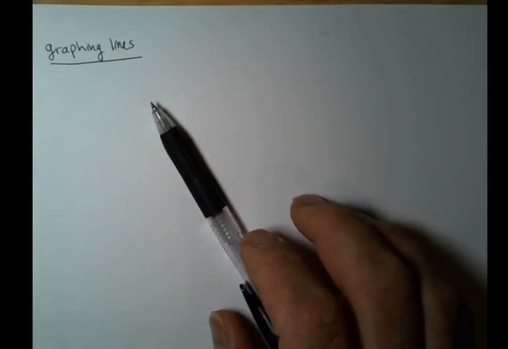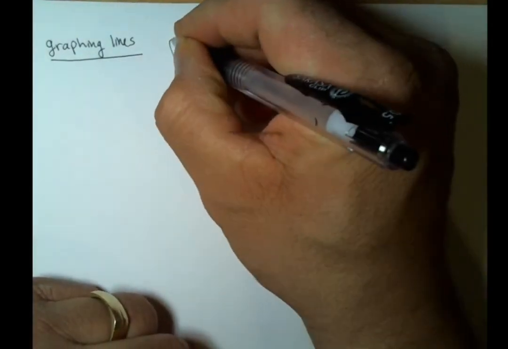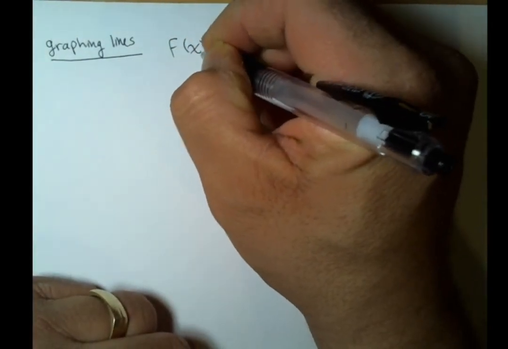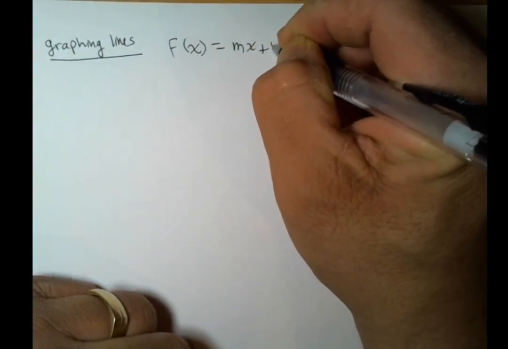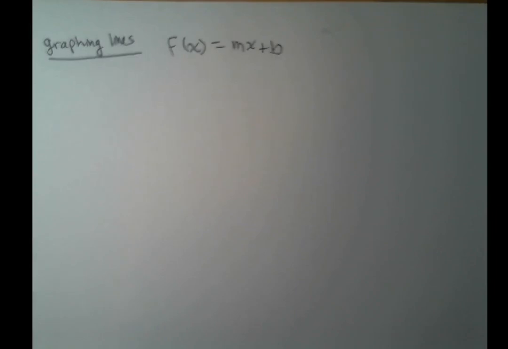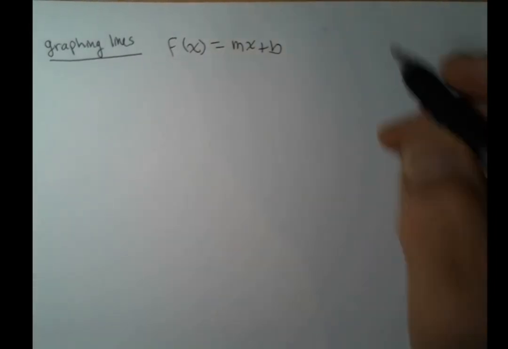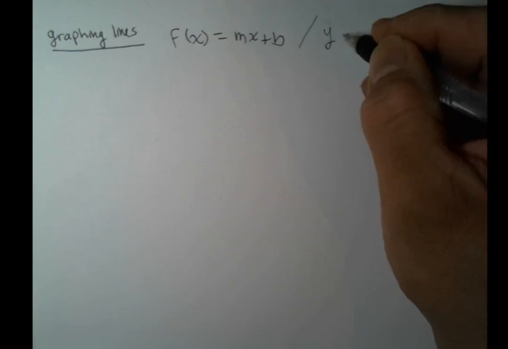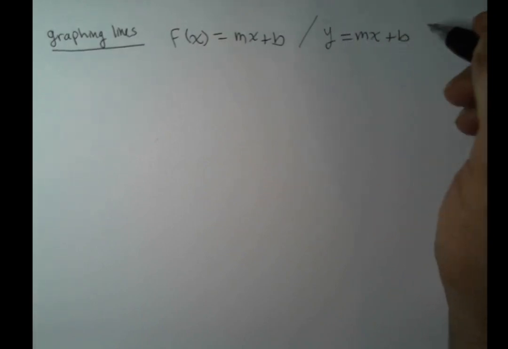Okay, so in this video we're going to go over graphing lines. Just a reminder, so far we've put lines in terms of our function notation, where we had something that looked like this, and we called that the slope-intercept form. It's also sometimes written interchanging y and f of x, like this.